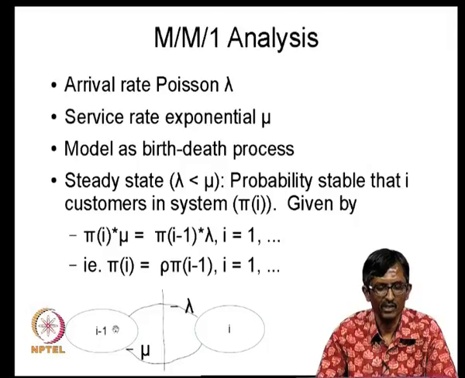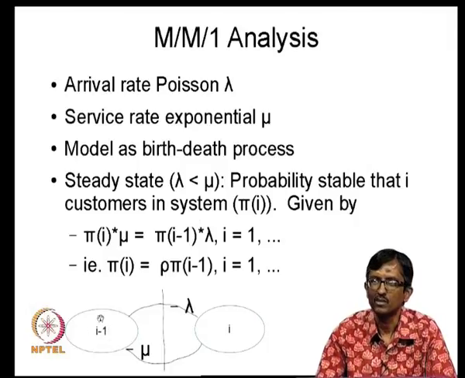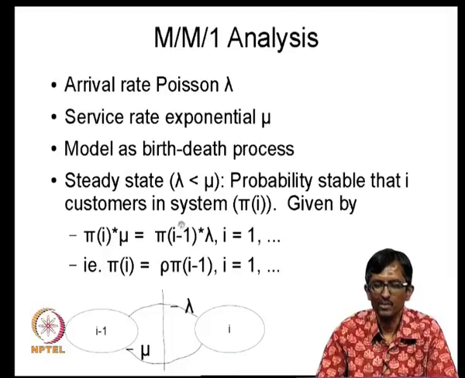What I am interested in is finding the probability that I am in this particular state, that is with I minus 1 customers in the system or I plus 1 or whatever. I want to be able to compute the probabilities. Let us say I call the probability of being in this state pi of I, and this is pi of I minus 1. From here I go at rate lambda, and from here to here I come at rate mu.